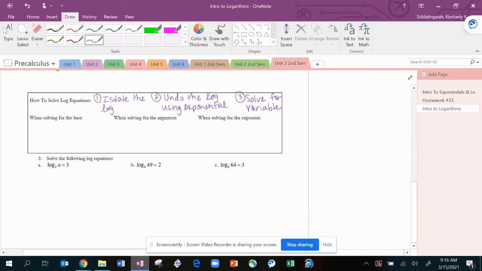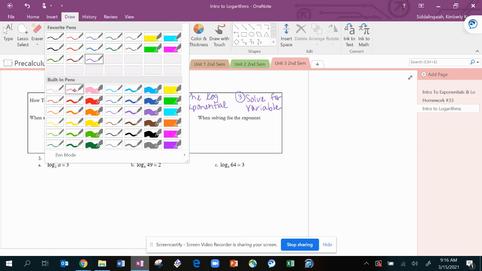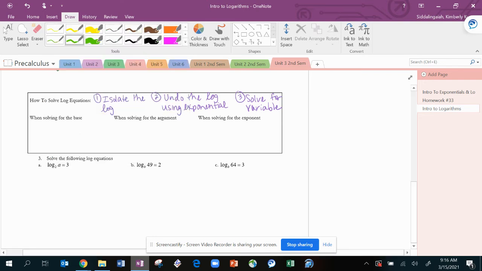Now the log equations we're going to look at today are pretty straightforward, but of course they can always get harder. So let's take a look at 3 examples. All 3 kind of have you solving for different parts. So let's take a look at when solving for the base.